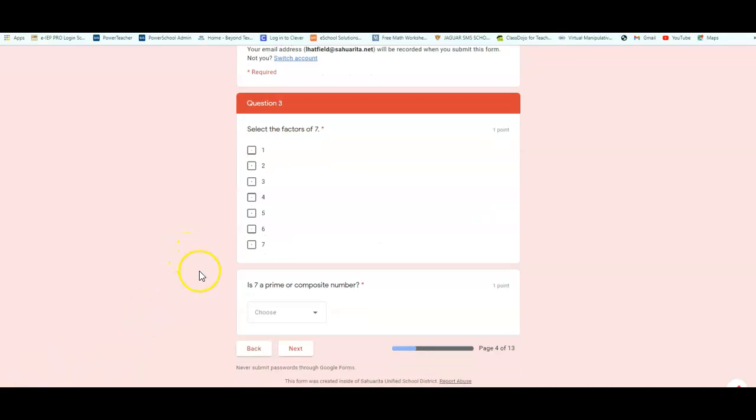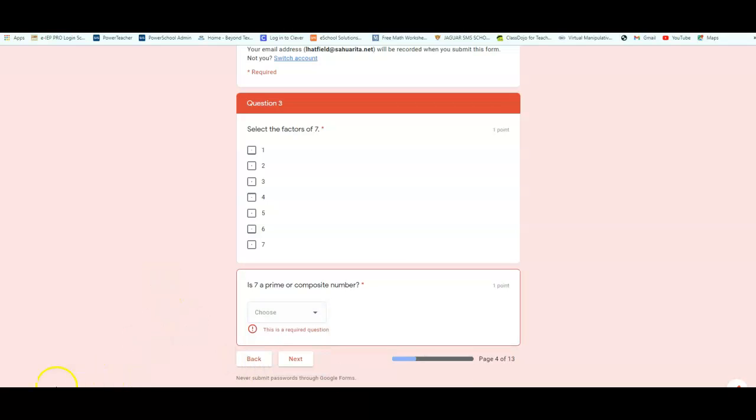Question 3. Select the factors of 7. Is 7 prime or composite? Choose one. Is it prime or is it composite?